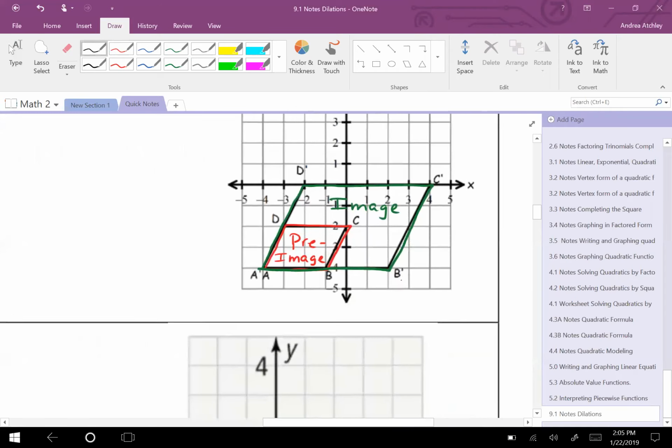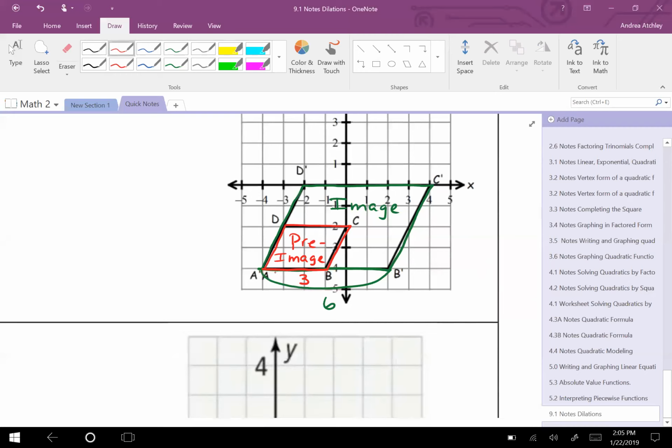This figure, A'D'C'B', is twice as big as its pre-image. You can tell by looking at this. This side length here, count it, is 1, 2, 3, 4, 5, 6 units. This figure right here is 1, 2, 3. So the side length was increased by 2. I doubled the side length in order to get my new image.